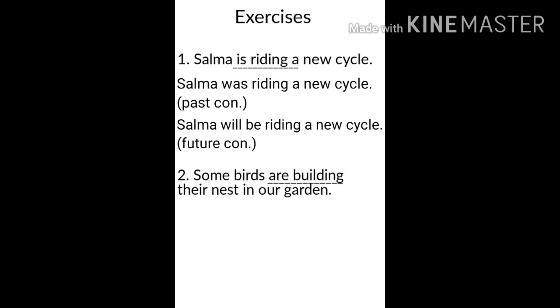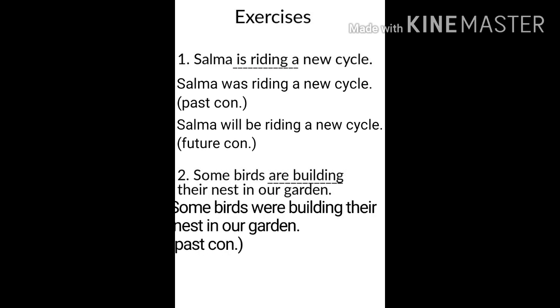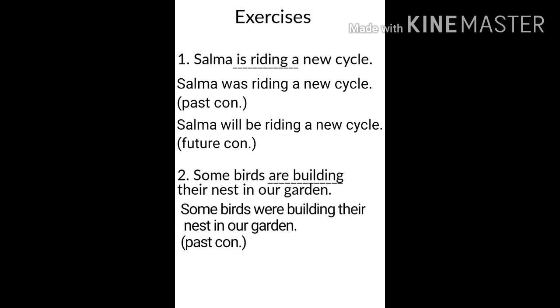Okay children, consider the next sentence. Some birds are building their nest in our garden. We have to change into past continuous and future continuous. First, what is the rule to form past continuous form of the verb? Yes, good. To add was or were plus verb plus ing. Here, some birds are plural. So, we should use were plus verb plus ing. What is the verb here? Build. Good. So, the answer will be some birds were building their nest in our garden.